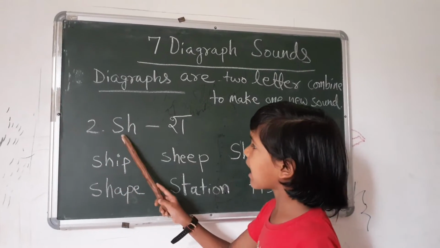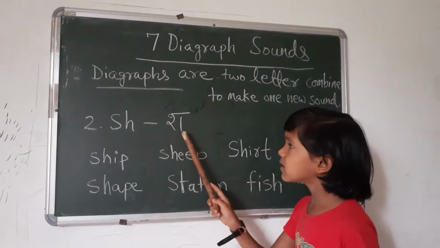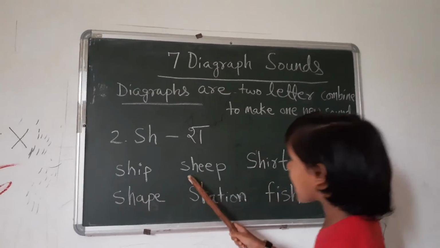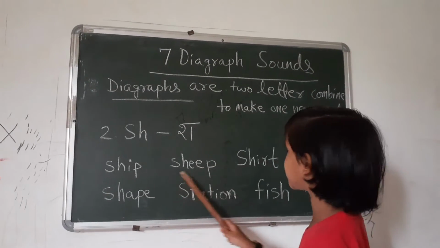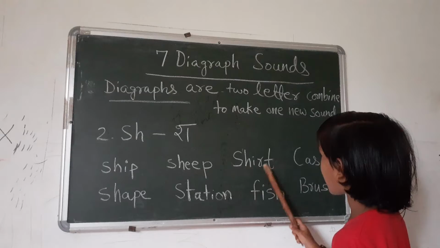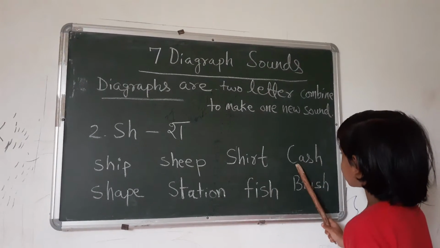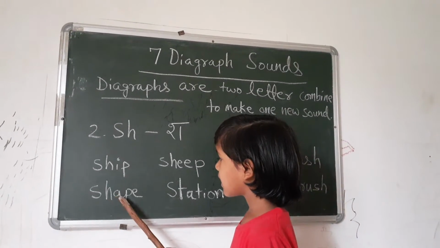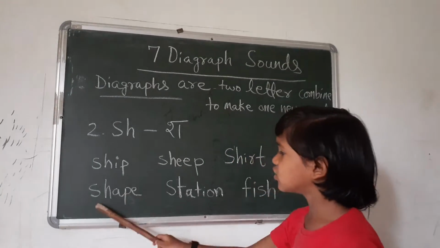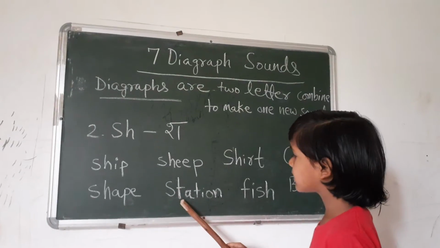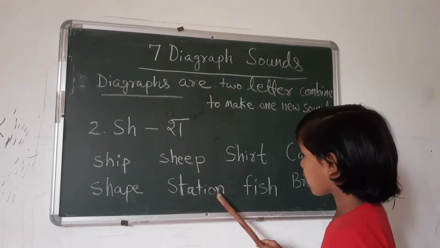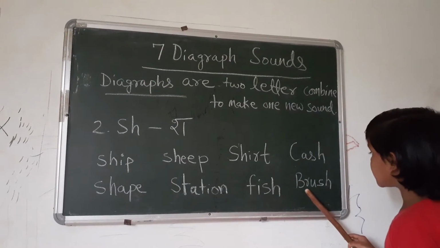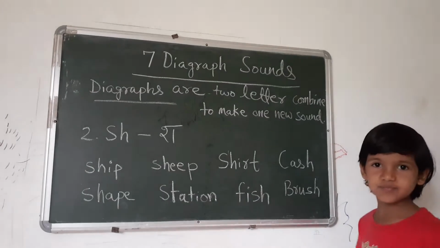Second one is SH. SH stands for the sh sound, like ship. Ship. Sheep. Shirt. Cash. Shape. S-T-A-T-I-O-N, station. F-I-S-H, fish. B-R-U-S-H, brush.